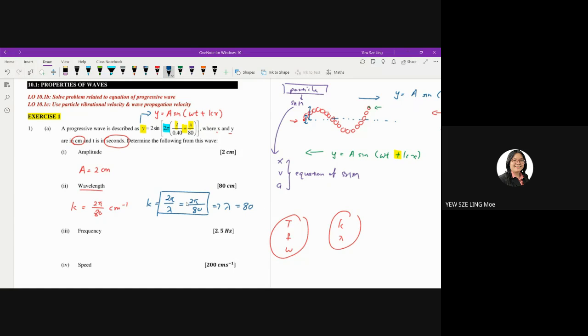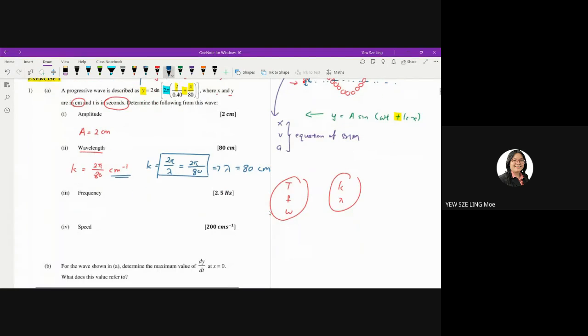And what is the unit? Since my k is cm negative 1, my lambda would be in terms of cm. So this is how we determine the unit for every single quantity in our questions, in our equations. You look at the unit for x and y, then from there, you should be able to determine the unit for wavelength, the unit for omega, and so on.